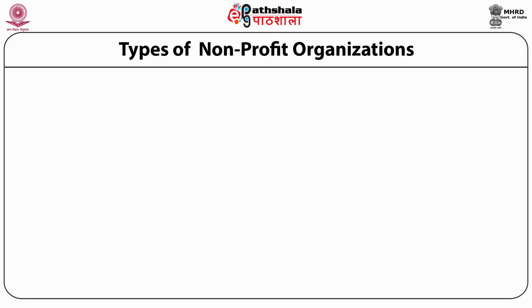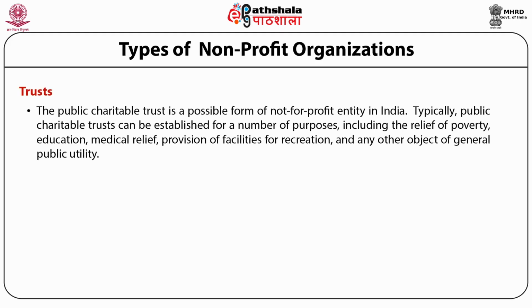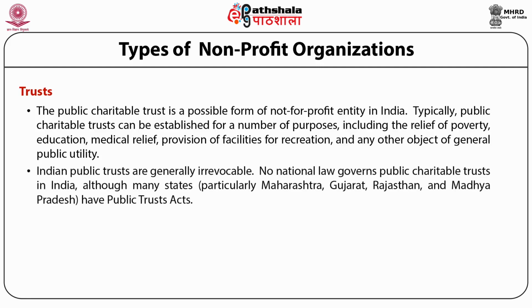Now let us talk about the types of non-profit organizations. In the Indian context, we have three categories or types of non-profit organizations. First is the trust. The public charitable trust is a possible form of non-profit organization entity in India. Typically, a public charitable trust can be established for a number of purposes, including the relief of poverty, education, medical relief, provision of facilities for recreation, and any other object of general public utility. Indian public trusts are generally irrevocable.